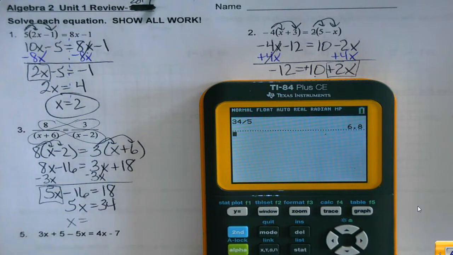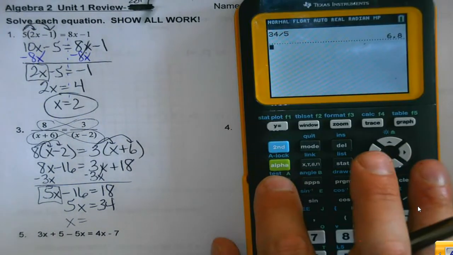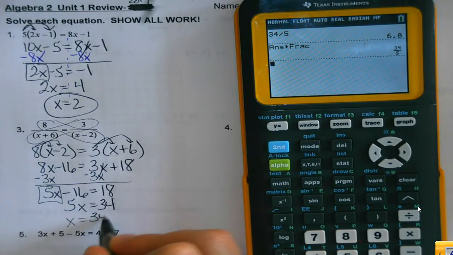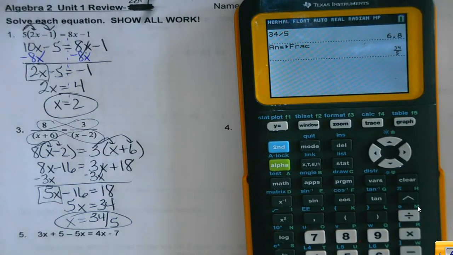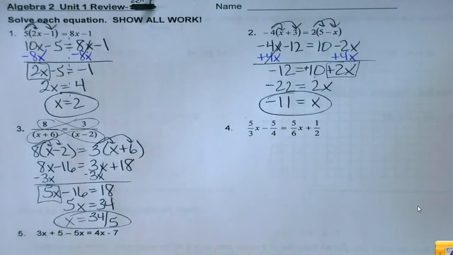I'd prefer at this point if we'd go then and hit math, enter, enter, and go back to a fraction and leave it at 34 over 5. But I'm not going to jump up and down and holler at you if you left it at 6.8. It's still the right answer. But you can get some fractions and stuff, so don't worry.